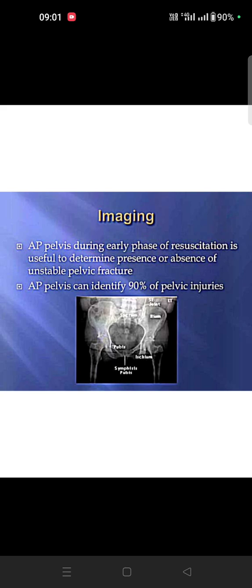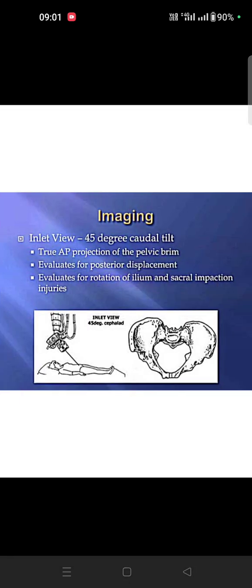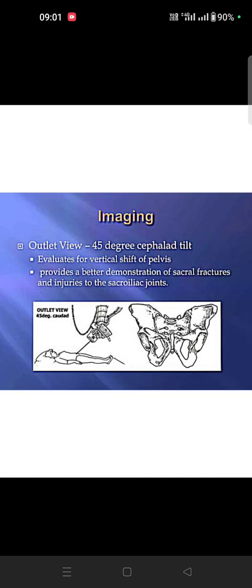The anterior posterior pelvis can identify 90% of pelvic injuries. So here in that image, the patient will lie down. This is a sacrum view. That projection is given for the upper part, the pelvic brim. So evaluate the posterior displacement, and evaluate rotation of the sacral and iliac impaction injuries. Here they will be elevated. If you lie down with a 45 degree cephalic tilt and vertical shift of the pelvis, it provides better demonstration of sacral fractures and sacroiliac joints.